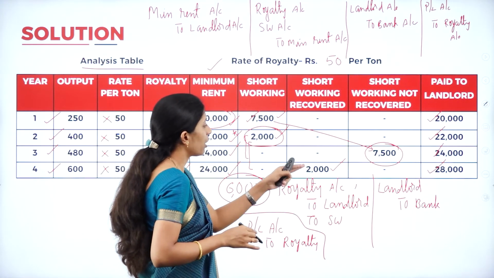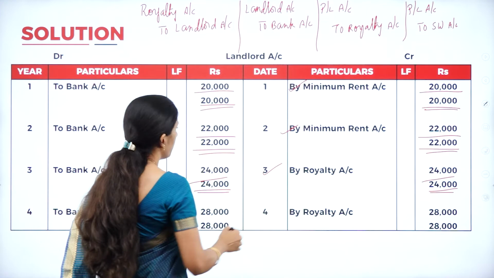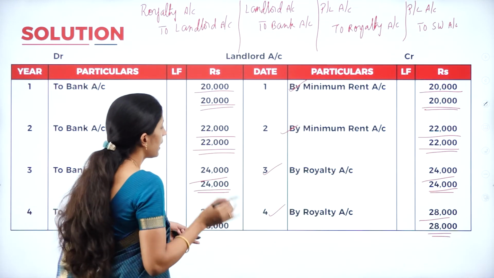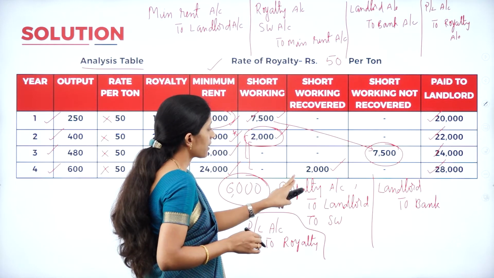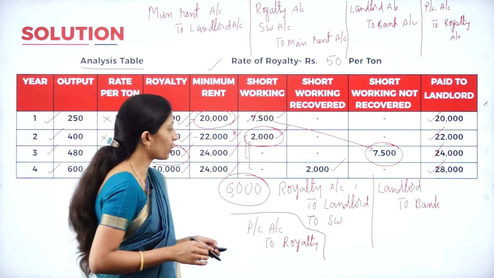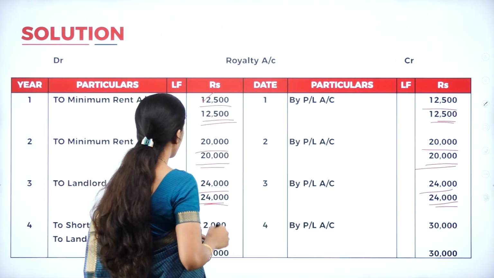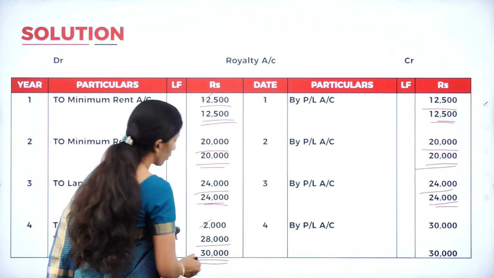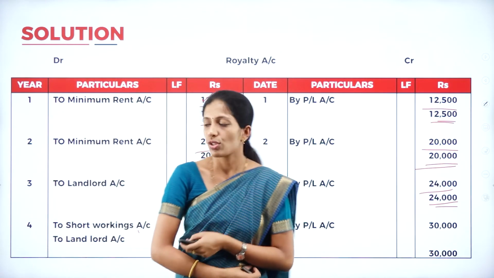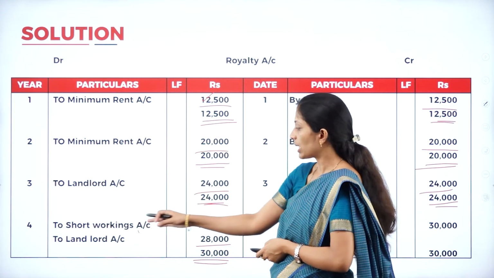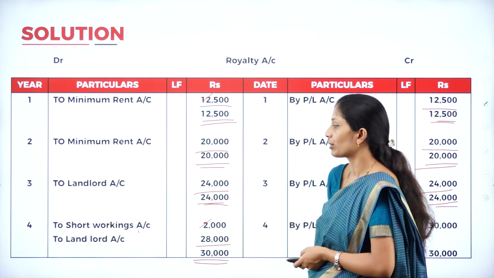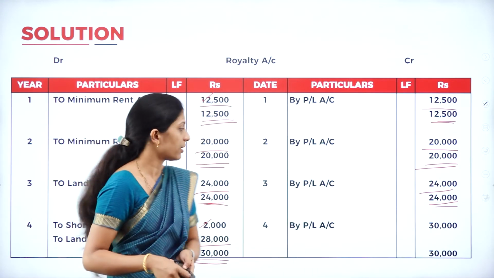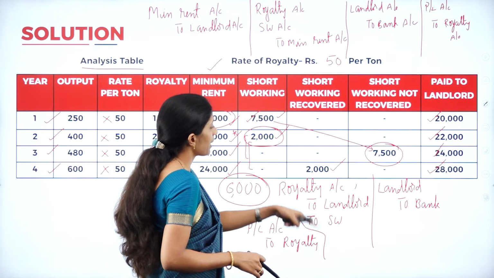Now, how do you write in landlord? By royalty 28,000. Okay, that is under landlord. Next, under royalty: to short workings 2,000, to landlord 28,000. So, total it is 30,000. You are just reversing the journal entry. So, here you will write to short workings account 2,000, to landlord account 28,000. So, the total is how much? 30,000.